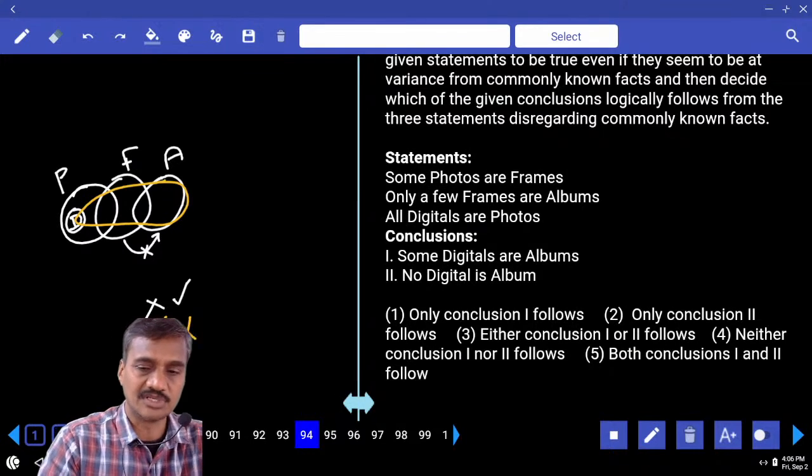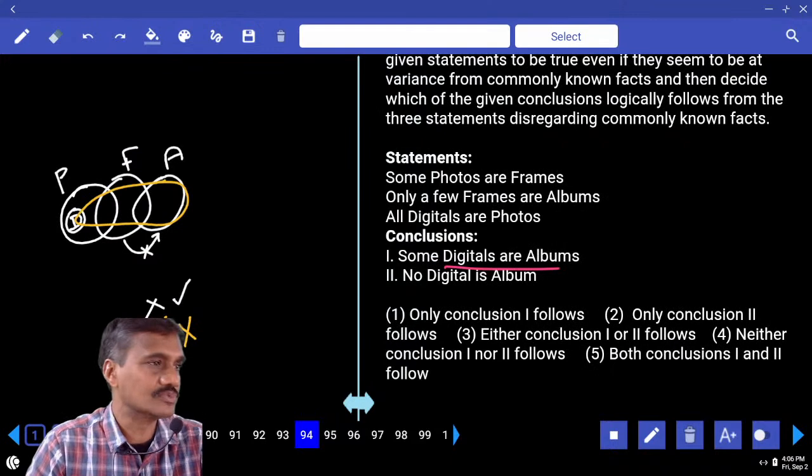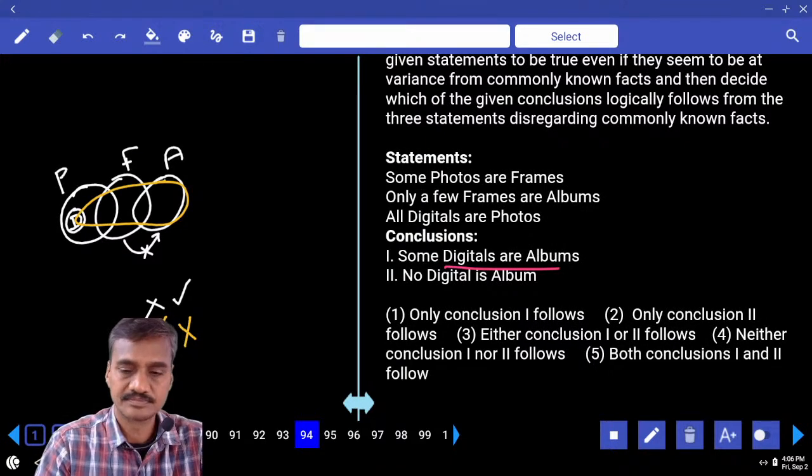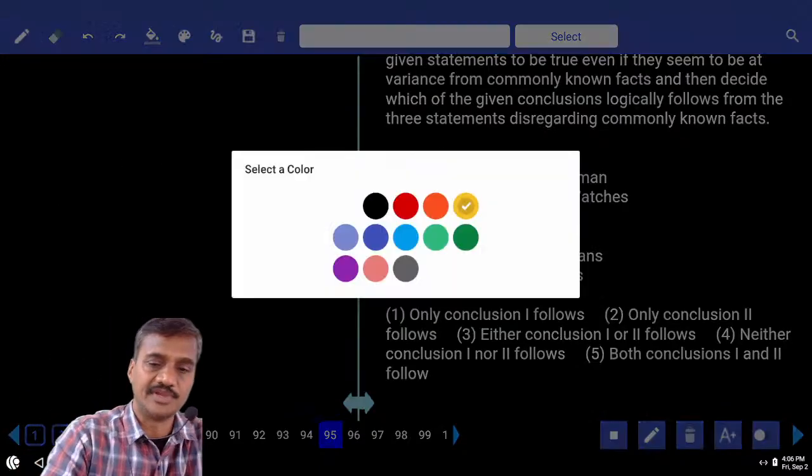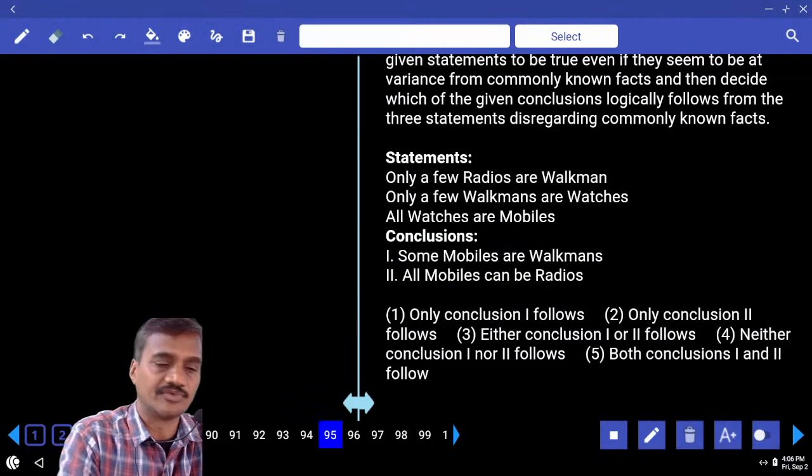Then what is your answer here? Some digits or albums will be true. Hence either 1 or 2. Choice 3, 94. Then 95. Now in this 95, only a few radios are Walkman.